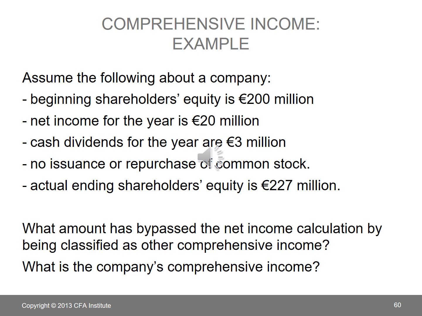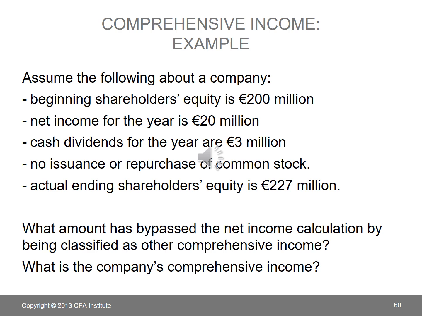So the question says assume the following about a company. They have a beginning shareholders' equity of 200 million euros, net income for the year of 20 million, cash dividends for the year of 3 million euros, no issuance or repurchase of common stock was carried out during the financial period we're looking at. And finally, the actual ending shareholders' equity is 227 million.